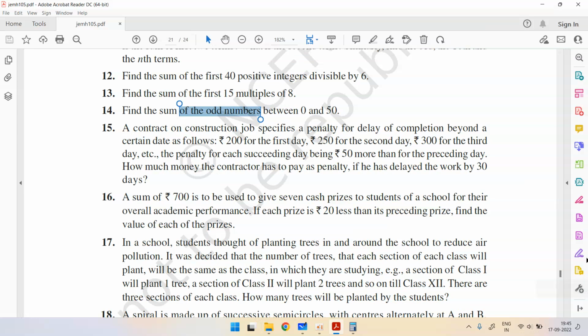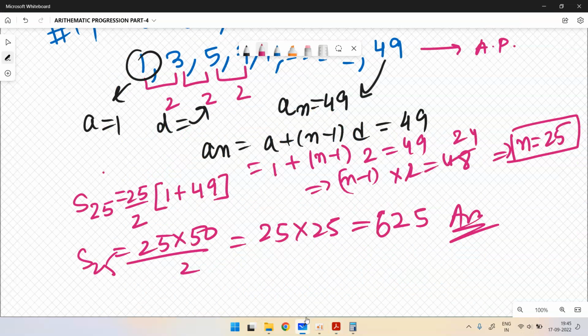A contract on a construction job specifies a penalty for delay of completion beyond a certain date as follows: 200 for the first day, 250 for the second day, 300 for the third day, etc. You can rightly see that 50 is the incremental value per day. The penalty for each succeeding day is 50 more than the preceding day. How much money does the contractor have to pay as penalty if he delays the work by 30 days? So this is the 15th question.